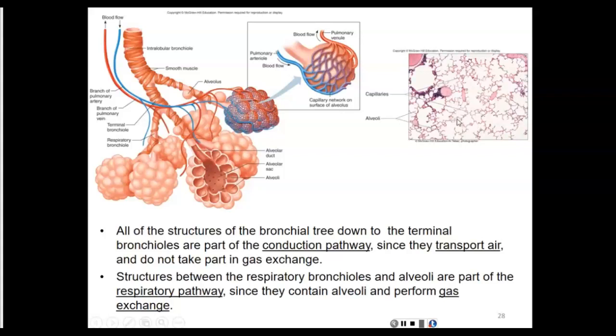All these structures of the bronchial tree down to the terminal bronchioles are a conductive pathway. Since they transport air, they do not take part in the gas exchange. They're just moving the air. The structures between the respiratory bronchioles and the alveoli are part of the respiratory pathway since they contain alveoli and perform gas exchange. So at the very end is where you're doing your gas exchange.